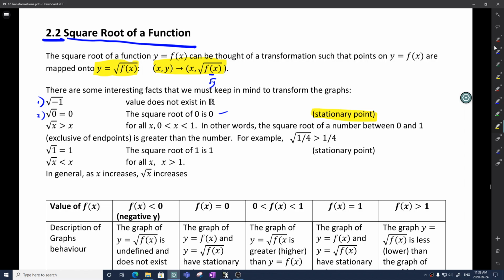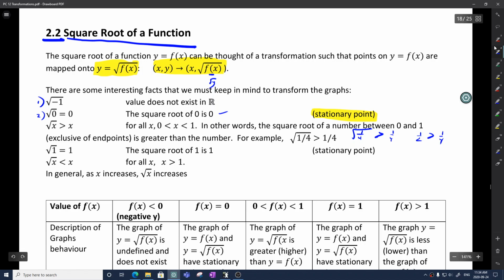Three: the square root of x is greater than x for all x in the interval 0 to 1. In other words, the square root of any number between 0 and 1, exclusive, is greater than the number itself. So, for example, a lot of people use the word decimal and it drives me crazy, but really I'm just talking about a number between 0 and 1, like, for instance, a quarter. The square root of a quarter is going to be greater than 1/4, because 1/2 is greater than 1/4.